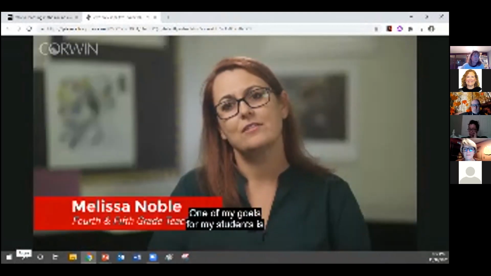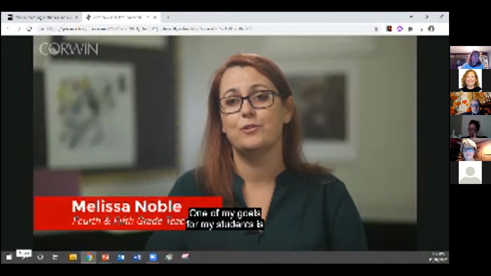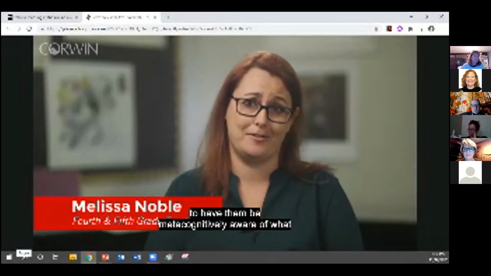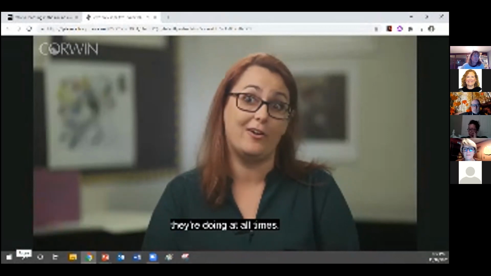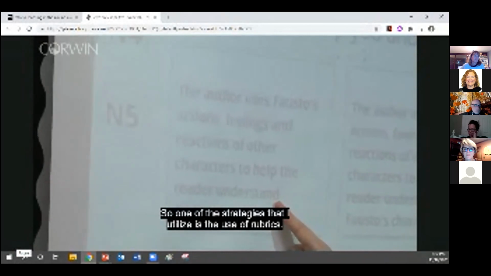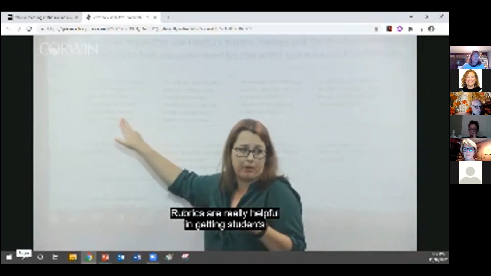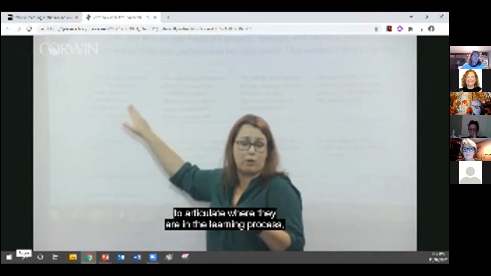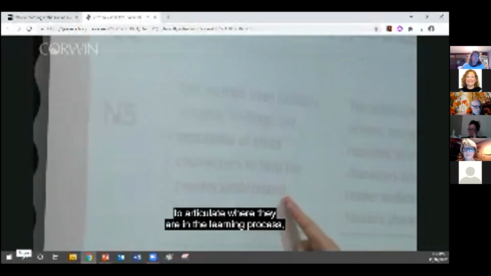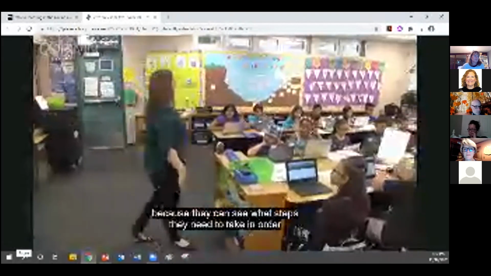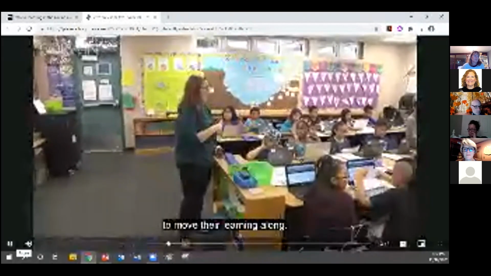One of my goals for my students is to have them be metacognitively aware of what they're doing at all times. So one of the strategies that I utilize is the use of rubrics. Rubrics are really helpful in getting students to articulate where they are in the learning process because they can see what steps they need to take in order to move their learning along.